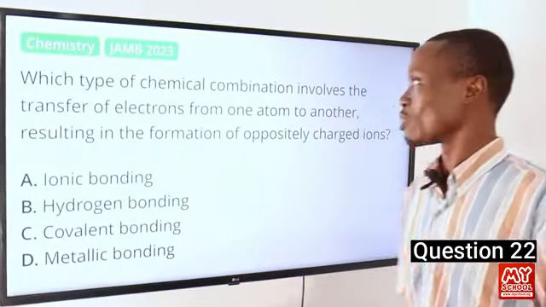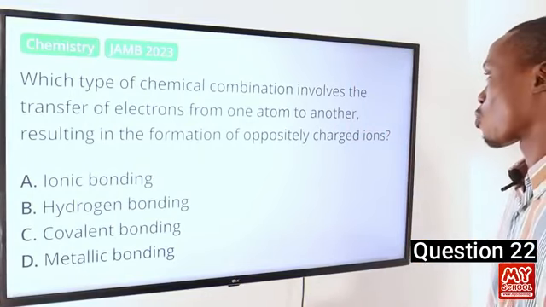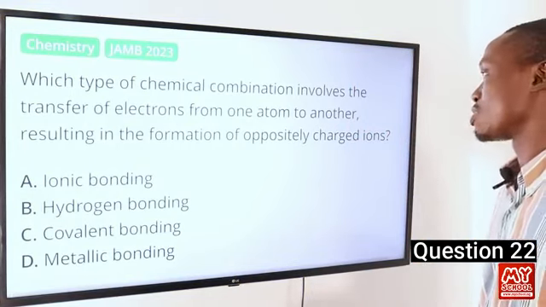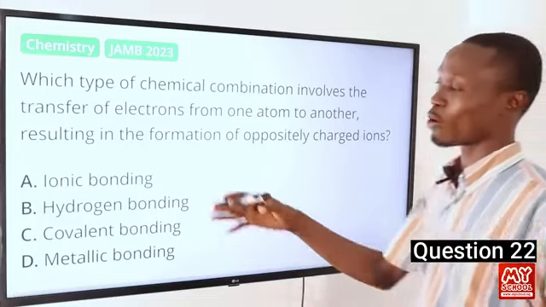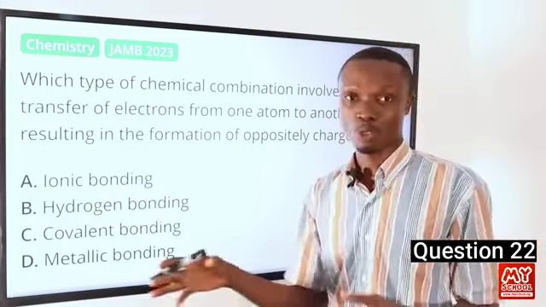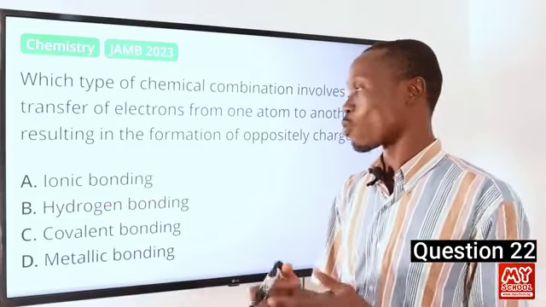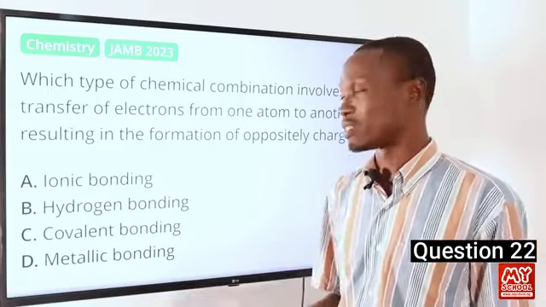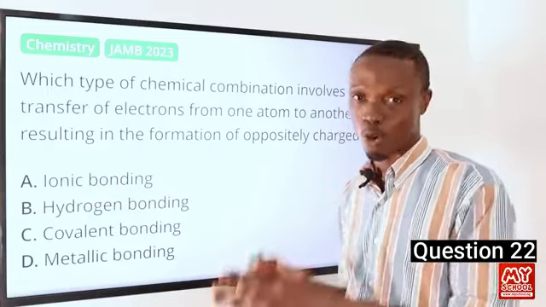Question 22. What type of chemical combination involves the transfer of electrons from one atom to another, resulting in the formation of oppositely charged ions? What we are going to be doing is explaining the options one after the other. So let's start with ionic bonding. What is ionic bonding? Ionic bonding is a type of bonding that occurs between a metal and a non-metal.